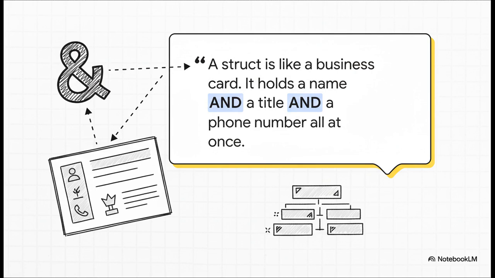This right here is the absolute key. A struct is an AND box. It holds everything all at once. It's just like a business card. It has dedicated space for a name and a title and a phone number. All the information exists together, simultaneously.